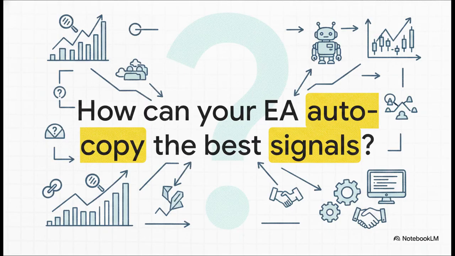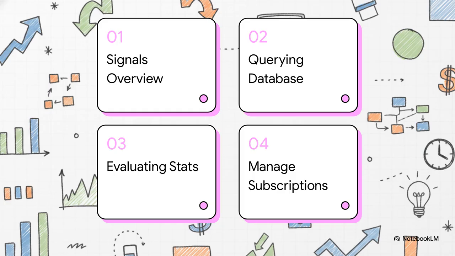And this really brings us to the absolute core question of our session today. How can your expert advisor automatically find and copy the best trading signals without you ever having to manually click a button or obsessively check a chart? Well, we're going to explore exactly how to give your trading robots the ability to scout, analyze, and subscribe to signals in a way that is completely and beautifully hands-off. Okay, let's dive right in.